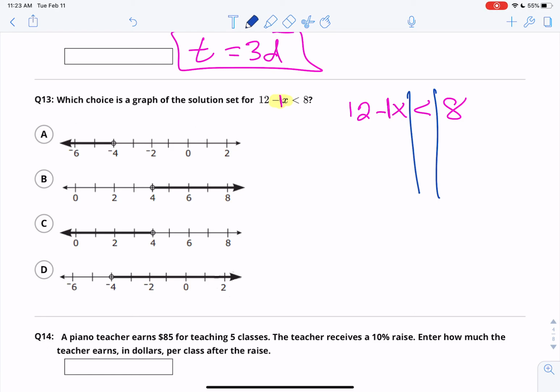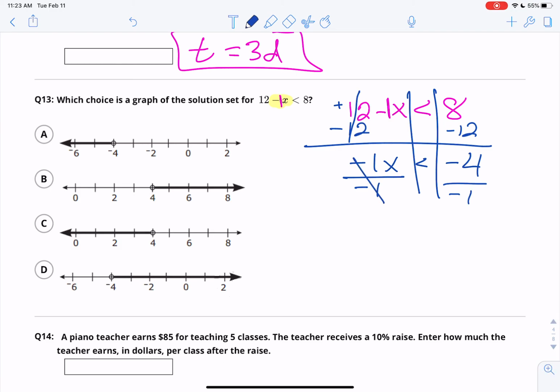We have 12 by itself, which means it's a positive 12. So the opposite would be to subtract 12. And you get -1x is less than -4. Now that I have that -1, that 1 in front of the x, it reminds me that's multiplication. So the opposite would be division. So I'm going to divide both sides by -1. We are dividing by a negative, so my sign is going to flip. Don't forget to flip that sign. And -4 divided by -1 is a +4.